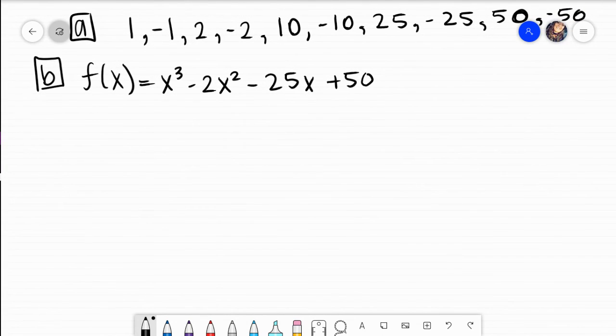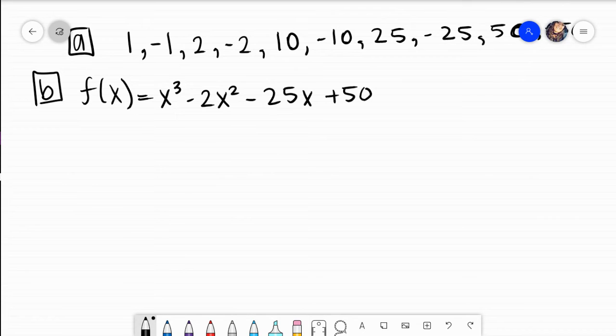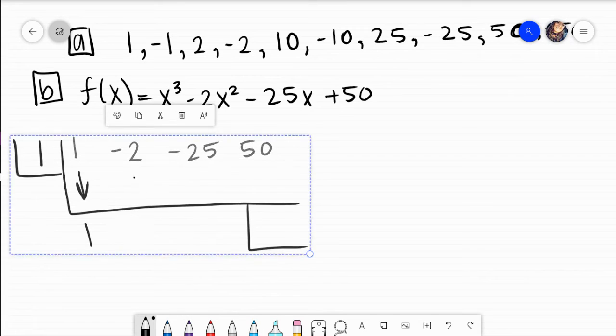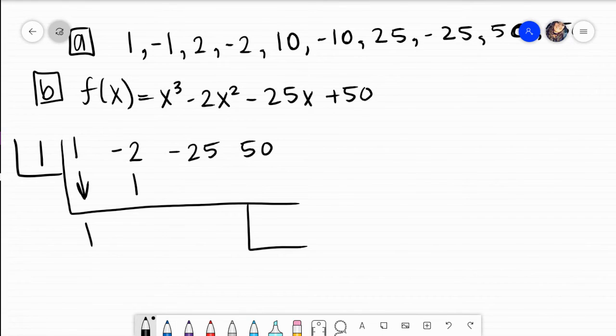There we go. So I'm going to start with 1. I bring down my coefficients, being mindful of my signs. I bring down my 1. 1 times 1 is 1. You write that right here. Negative 2 plus 1, signs are different, so we subtract and keep the sign of the larger. 1 times negative 1 is negative 1, signs are different, so I get a negative 1. Those combine to give me a negative 26. Negative 26 times 1 is negative 26.